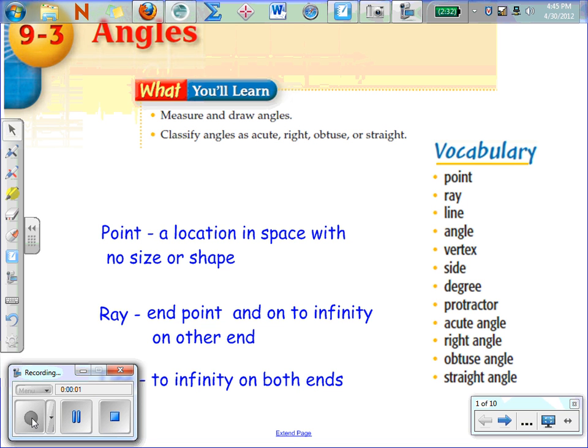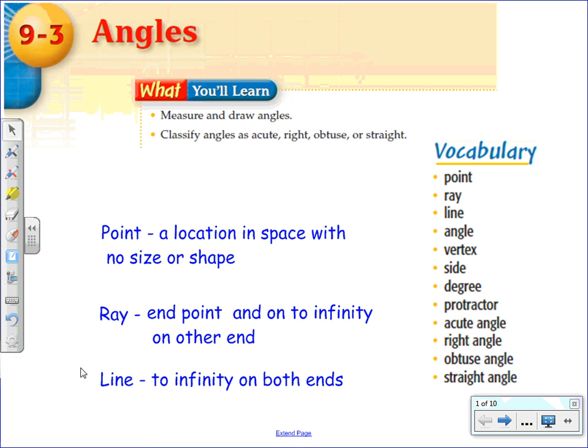In section 9-3, we are going to talk about angles. We're going to have a lot of vocabulary, as you can see on the right-hand side of this page, but not to freak out. It won't be too overwhelming. Most of these words you already know.